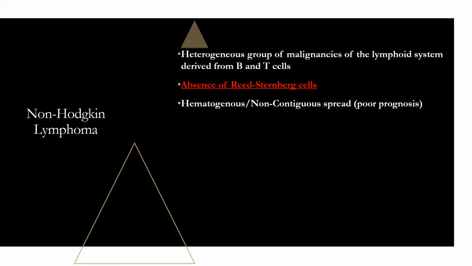And this is why your prognosis is generally poor in these patients, because you have a hematogenous or non-contiguous spread. So in Hodgkin lymphoma, we talked about spreading contiguously from local lymph node to the next local lymph node, which is why it had a better prognosis between the two. But non-Hodgkin, unfortunately, can have a hematogenous spread, which is a spread through the blood.